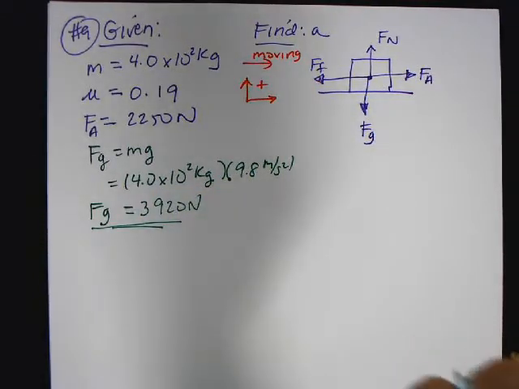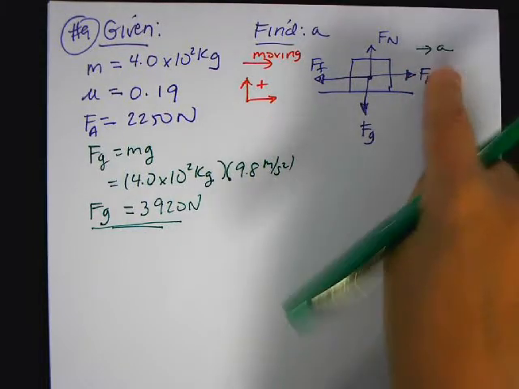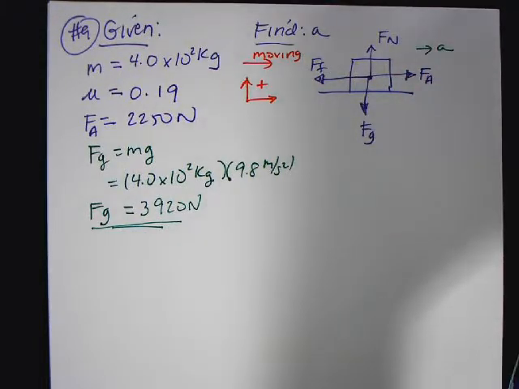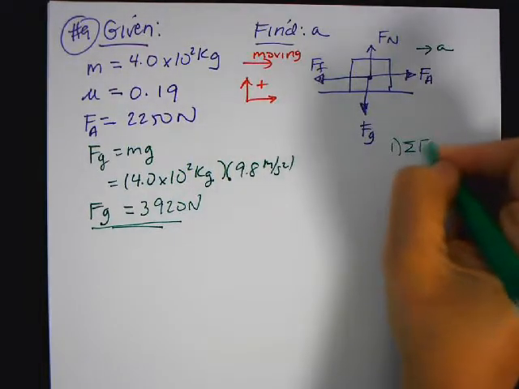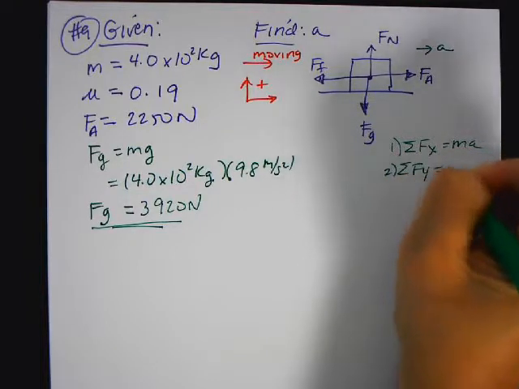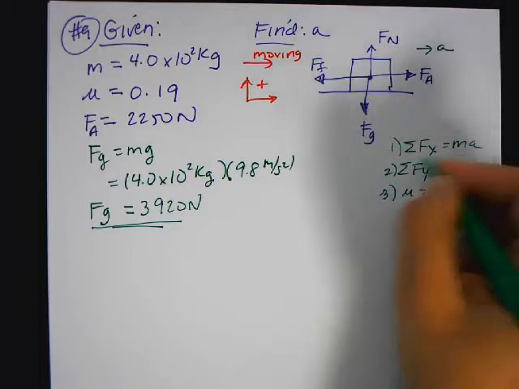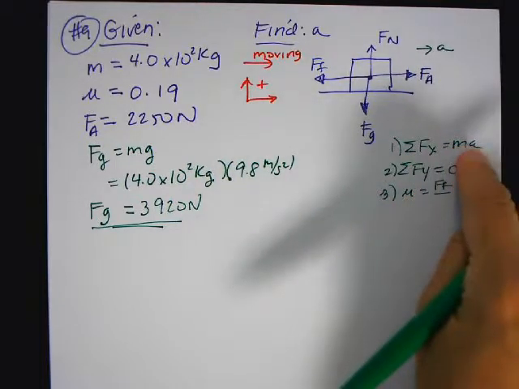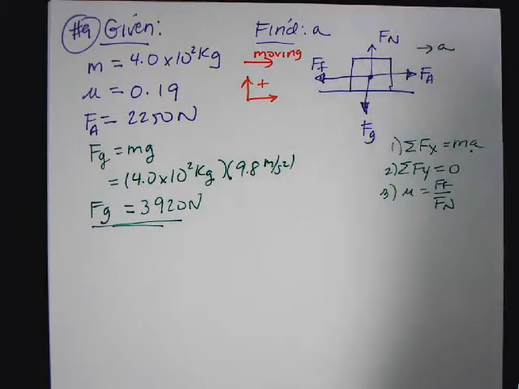And remember, I want to find A. Now, because I know A is going in this direction, I know I should just probably do that last. Because obviously, if I do it first, I'm going to have too many unknowns. Because remember, on problems like this, we have 3 things to do. We sum forces horizontally, we sum forces vertically, and then we use the mu equation. Well, if I'm solving forces horizontally and I don't know this, I'm probably not going to know something else. So let's start with vertical.